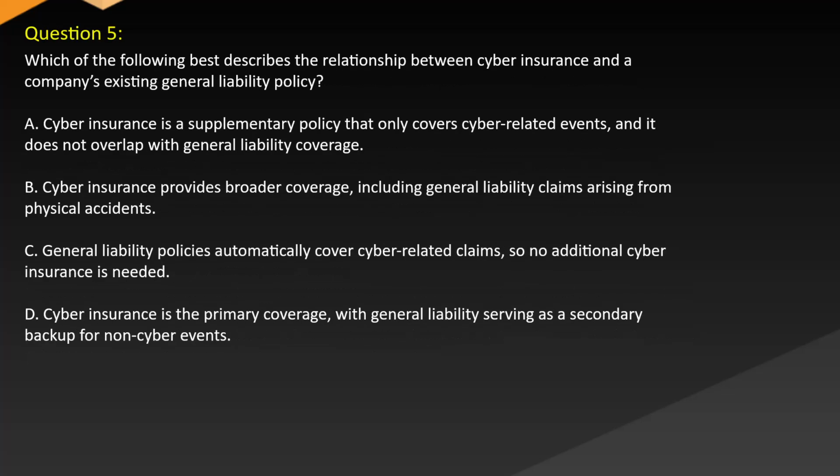Question 5. Which of the following best describes the relationship between cyber insurance and a company's existing general liability policy? A. Cyber insurance is a supplementary policy that only covers cyber-related events and it does not overlap with general liability coverage. B. Cyber insurance provides broader coverage, including general liability claims arising from physical accidents. C. General liability policies automatically cover cyber-related claims, so no additional cyber insurance is needed. D. Cyber insurance is the primary coverage, with general liability serving as a secondary backup for non-cyber events.